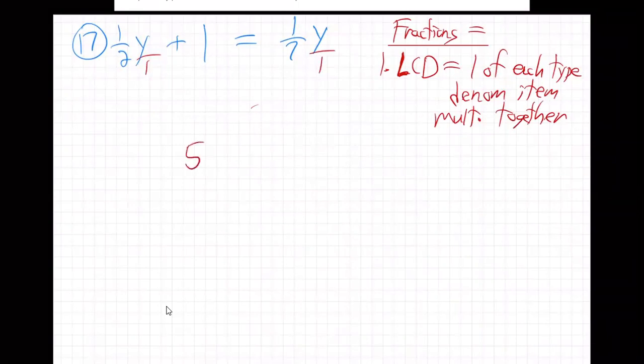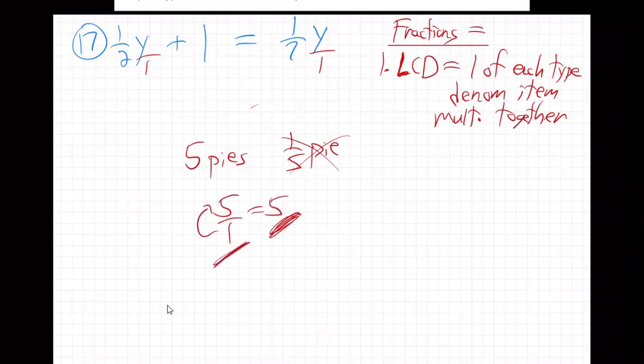5 is 5. If I said I ate 5 pies yesterday, I was so hungry, 5 pies. Is that the same thing as saying I ate 1/5 of a pie? Well, no way. Nobody would. Is that the same as 5 divided by 1? Yeah, right? 1 goes into 5 how many times? 5. See, anything alone is the same as being over 1, isn't it? That's just what's true. Math is just following the truth there.